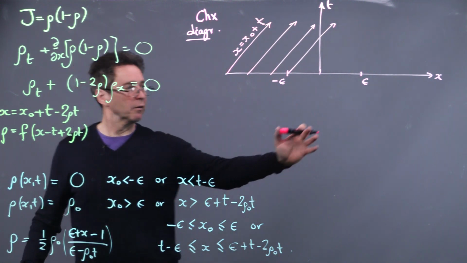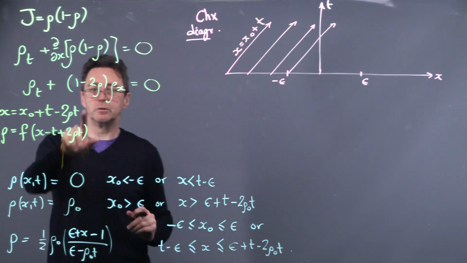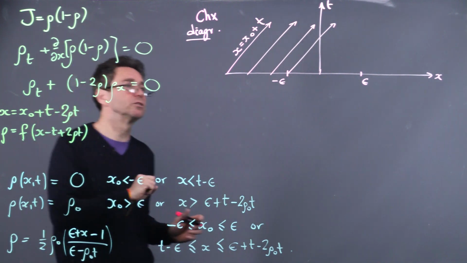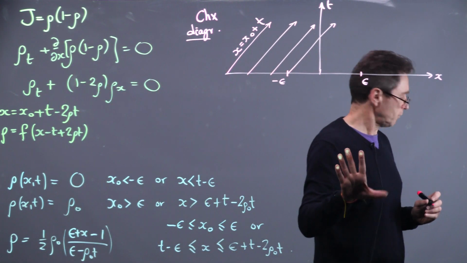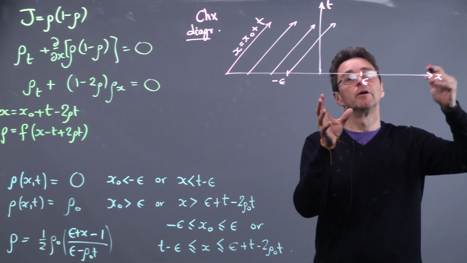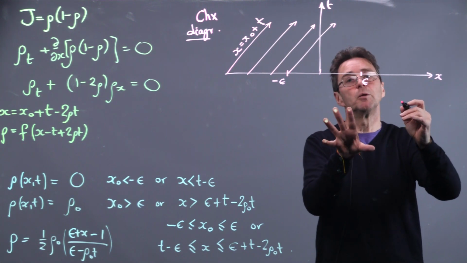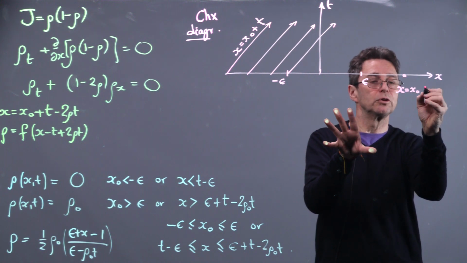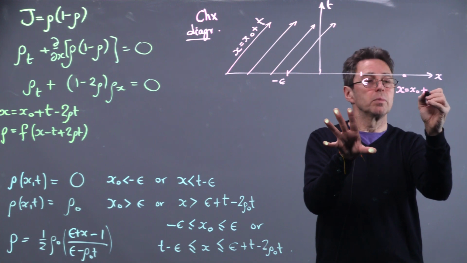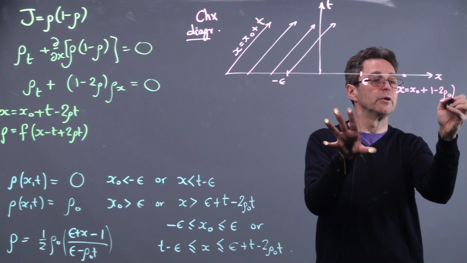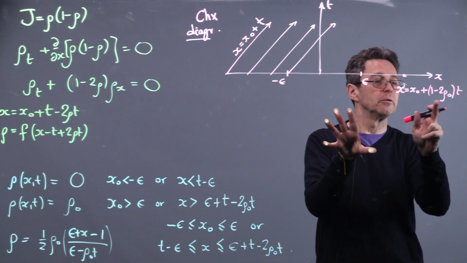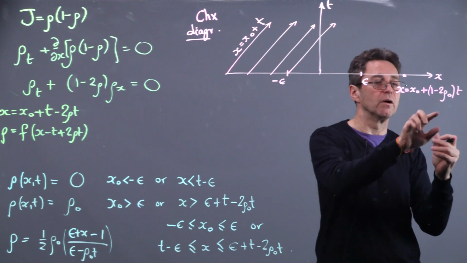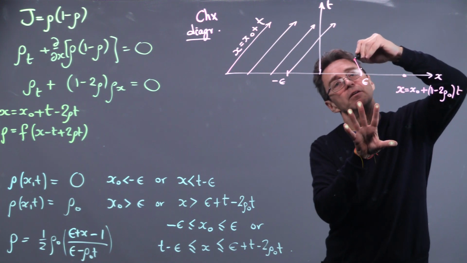Now, on the other hand, when we're out there, that's when rho is rho naught. So we've got x is x naught plus t times 1 minus 2 rho naught. And depending upon the value of rho naught, I'm going to get some sort of a slope. So out here, we've got x is x naught plus 1 minus 2 rho naught t. So it depends if rho naught is bigger or less than a half, right? Let's draw it assuming that rho naught is bigger than a half, so that's negative. So that means that they're all tilting this way.